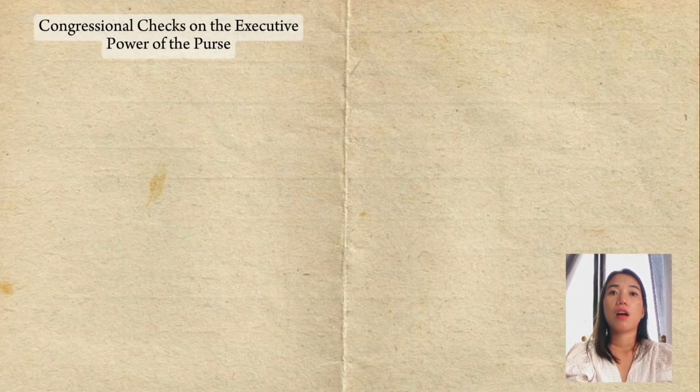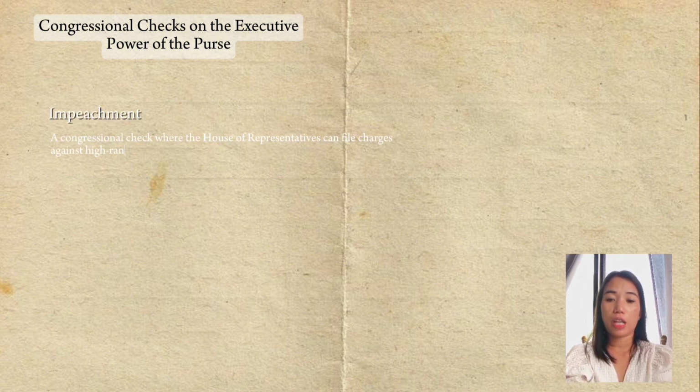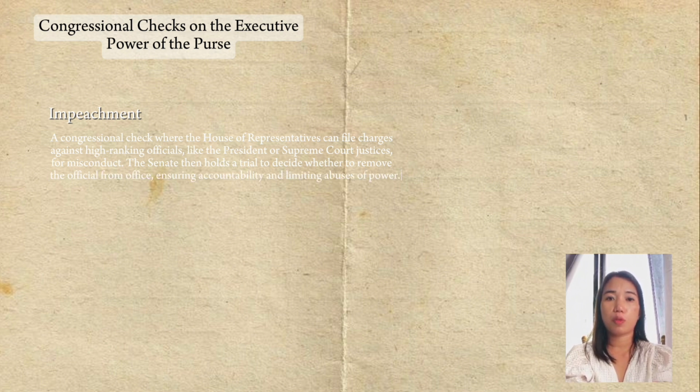Congressional check on executive power of the purse. Congress has two main ways to check the President's power over spending. So first is impeachment. This is the serious process where the House of Representatives can formally accuse the President of wrongdoing, like abusing their power over money. If the Senate convicts the President, they are removed from office.